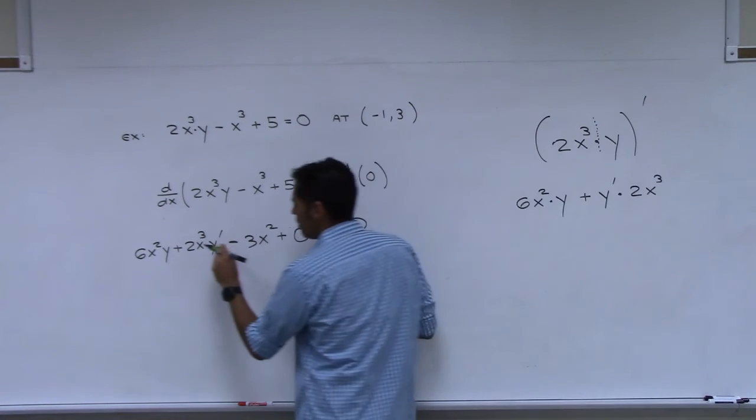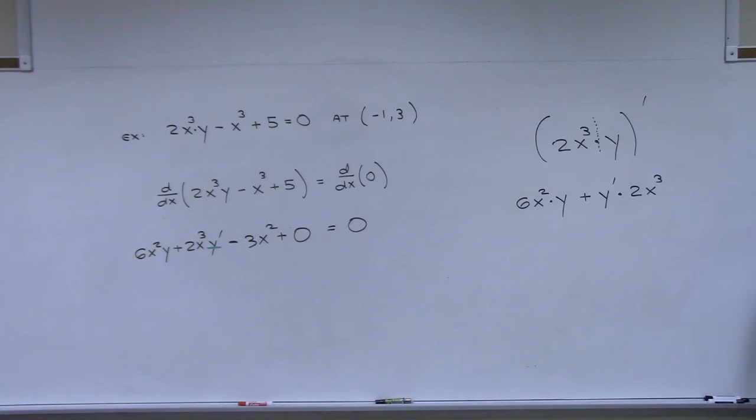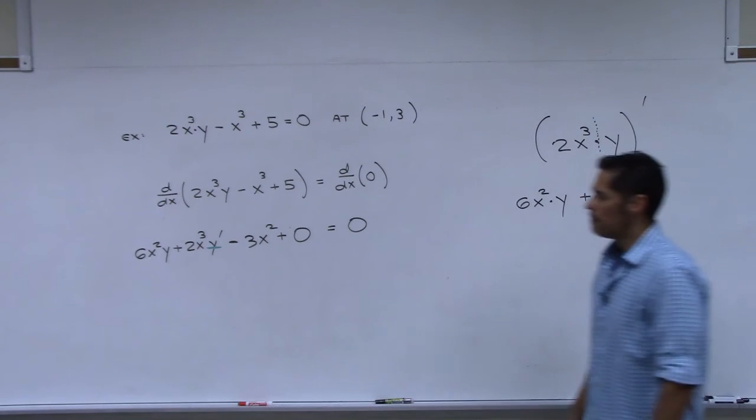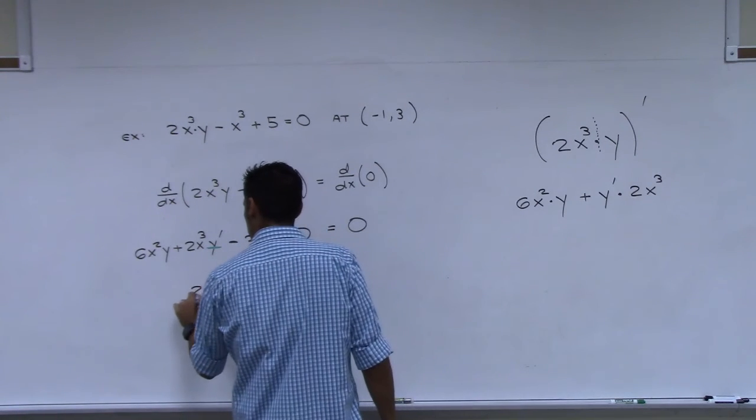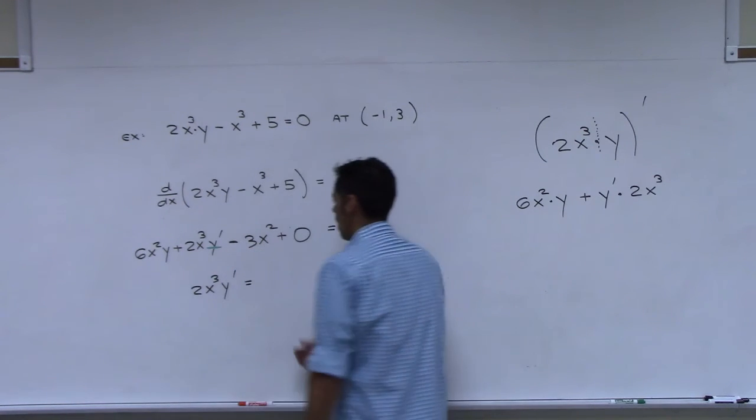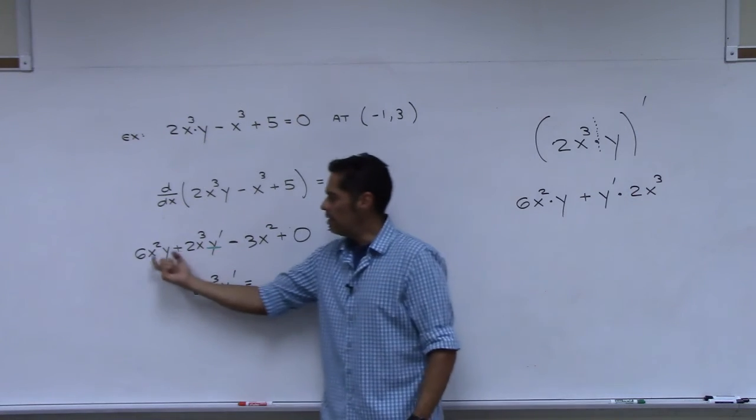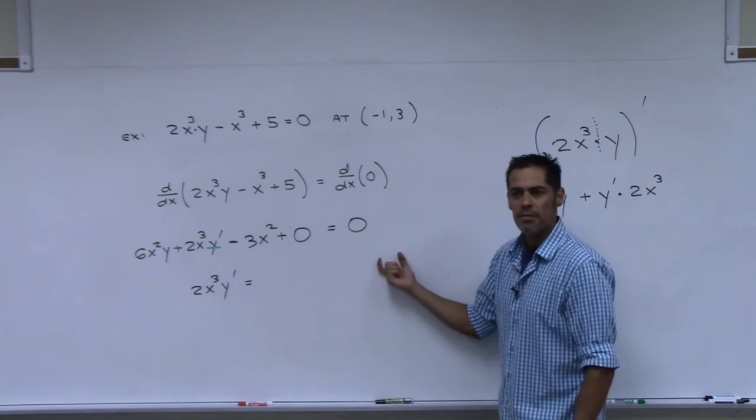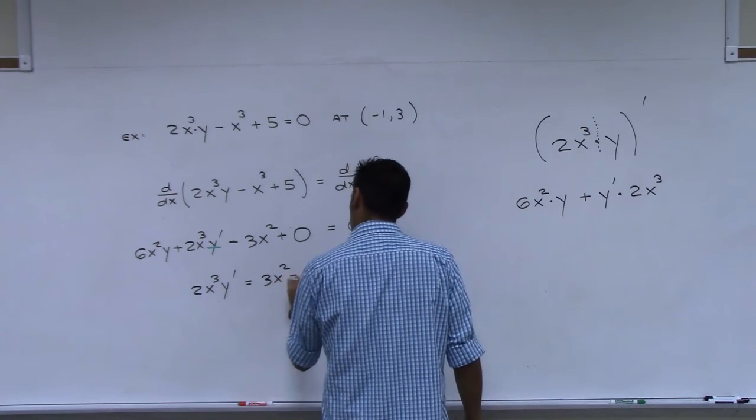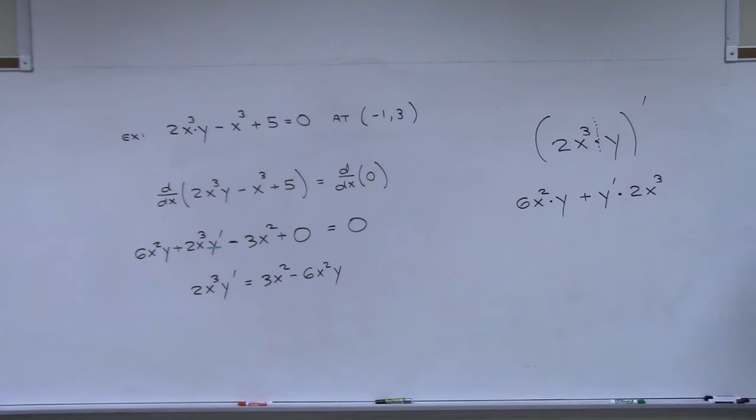Isolate it. Let's get this guy by itself. So let's take everything that does not have y prime, move it to the other side. So I will still have 2x cubed y prime here. Now, when I move this one to the other side, it becomes a positive. When I move this one to the other side, it becomes a negative. So we have 3x squared minus 6x squared y. Questions on that?